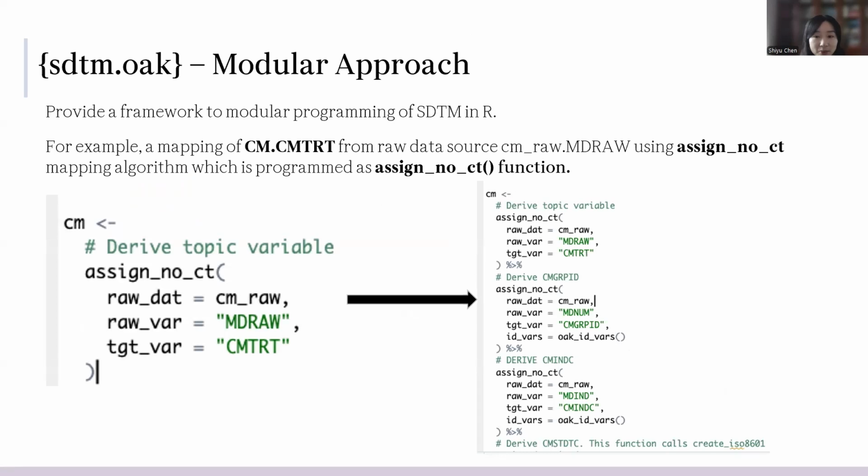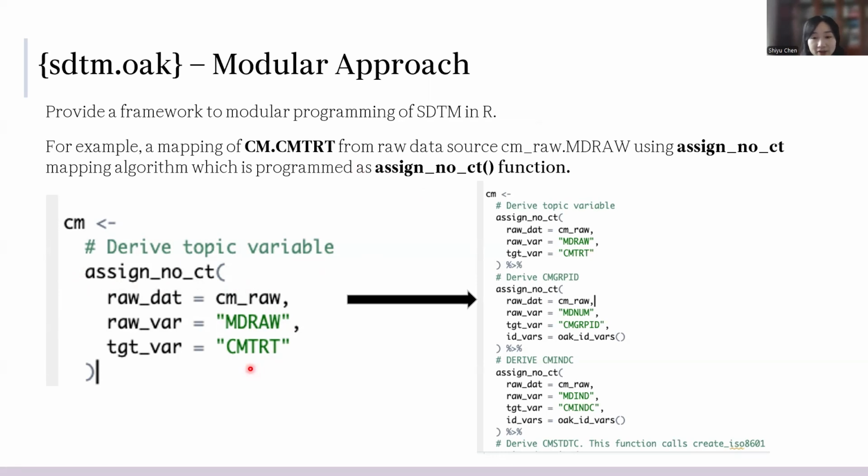So this is a sample screenshot of how CMTRT is mapped. CMTRT is a topic variable, and it has no control terminologies associated, so we can choose to use the assign-no-CT function. In this function, we pass the raw dataset name, raw variable name, and target variable name in it. And by running this function, it creates the topic variable CMTRT for us.